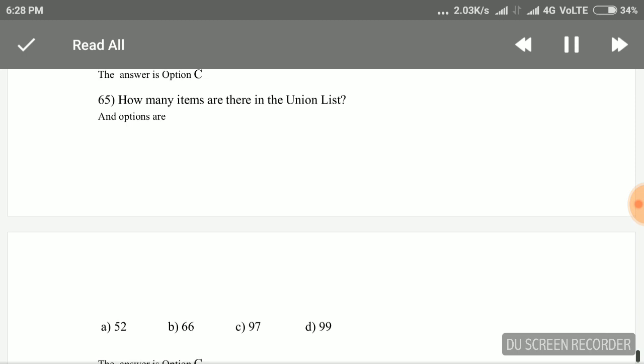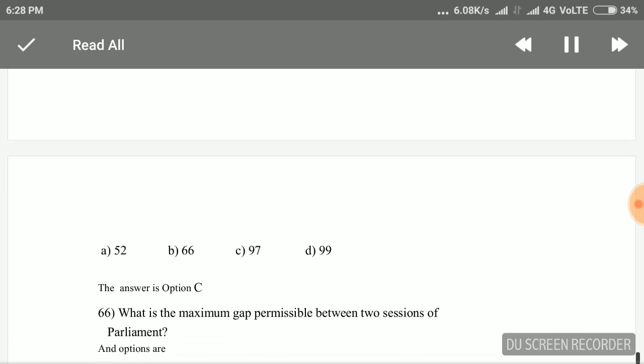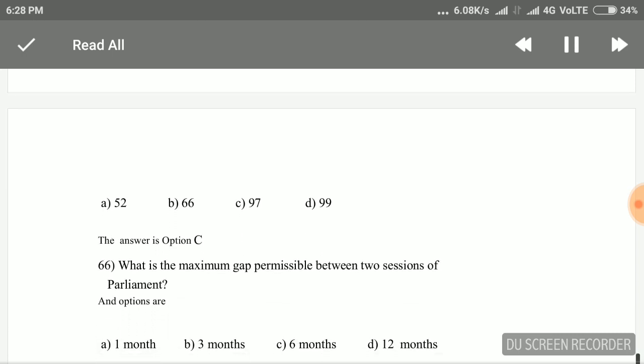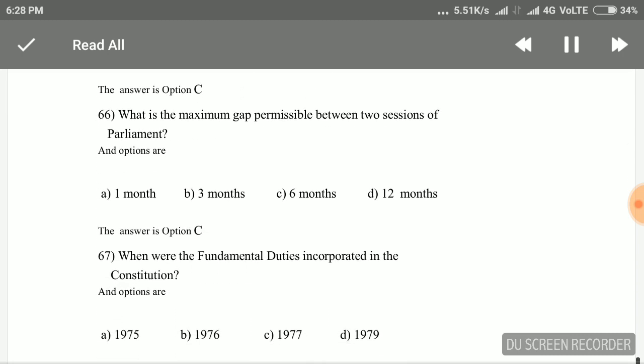65. How many items are there in the Union list? And options are A. 52, B. 66, C. 97, D. 99. The answer is option C. 66. What is the maximum gap permissible between two sessions of Parliament? And options are A. 1 month, B. 3 months, C. 6 months, D. 12 months. The answer is option C.